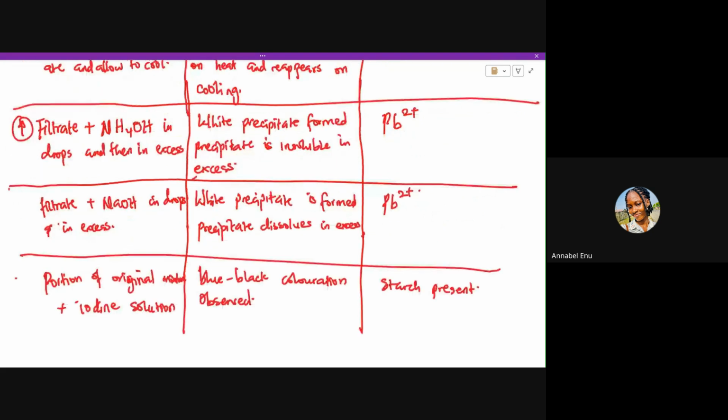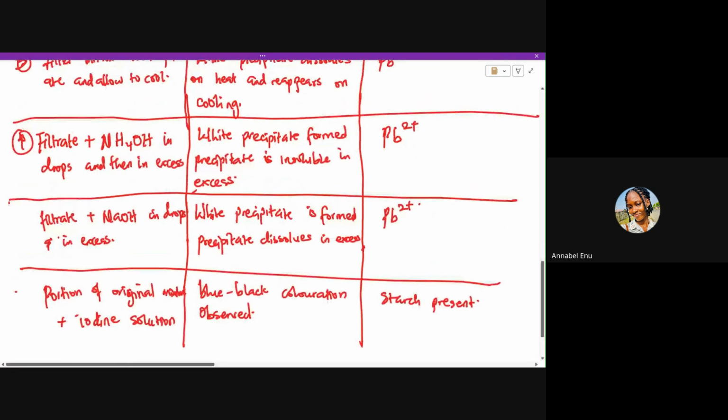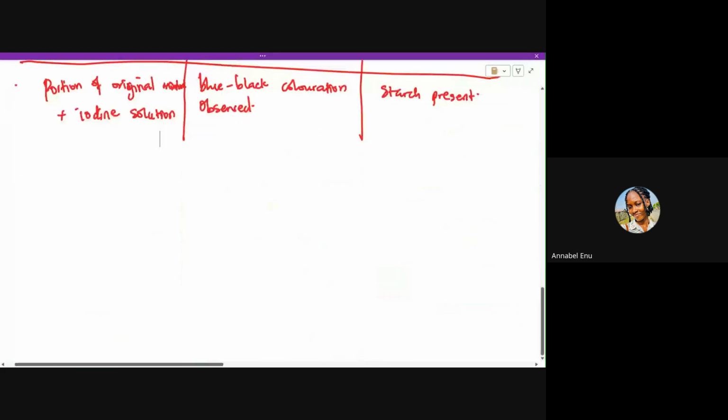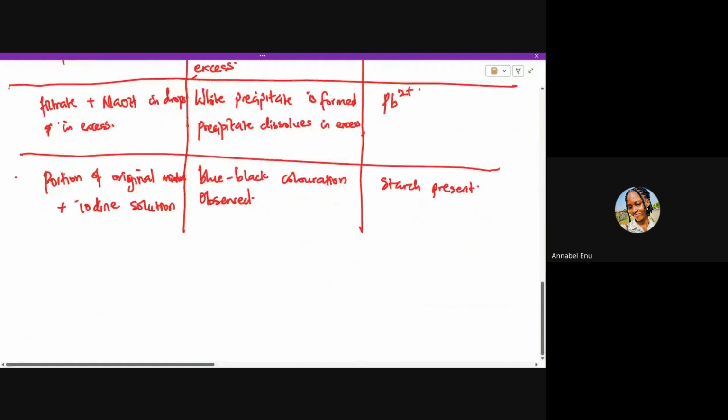The top ones, this one is based on solubility, and so on. So starch is present. So that is it. We are being able to identify the components of our mixture. We have been able to identify the presence of lead, of carbonate, and of starch by these 3 methods, by these steps rather.